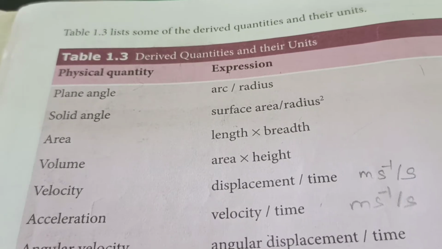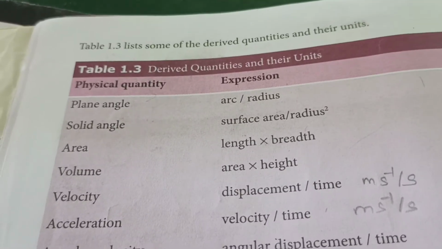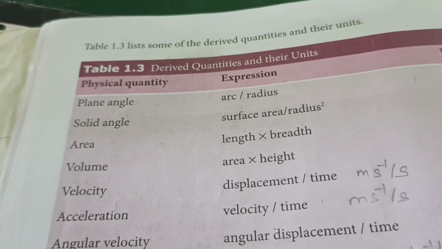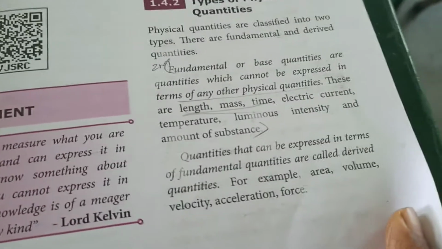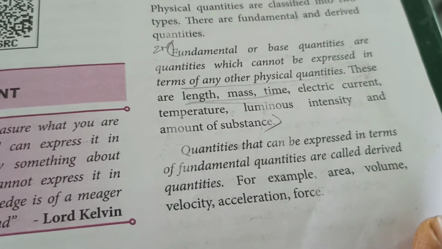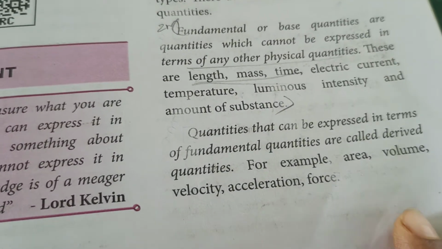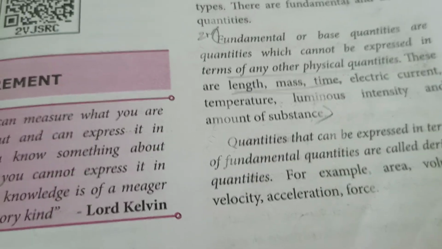Hi students, now we discuss derived quantities and their units. You already know what derived quantities are. Quantities that can be expressed in terms of fundamental quantities are called derived quantities. That is area, volume, velocity, acceleration, force, etc.